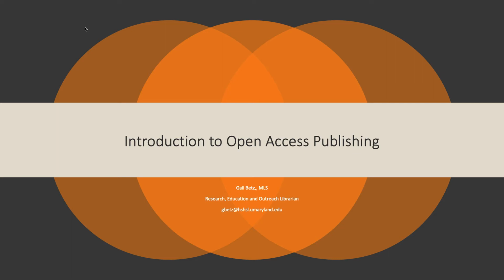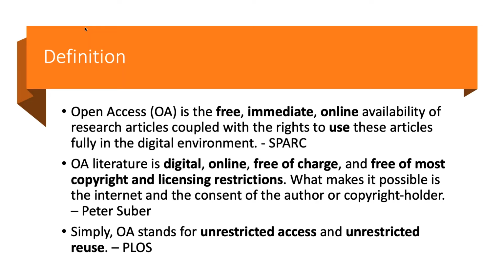This tutorial will talk about open access publishing and the different types of open access publishing that you will come across. By definition, open access is the free, immediate, online availability of research articles, coupled with the rights to use those articles fully in the digital environment.